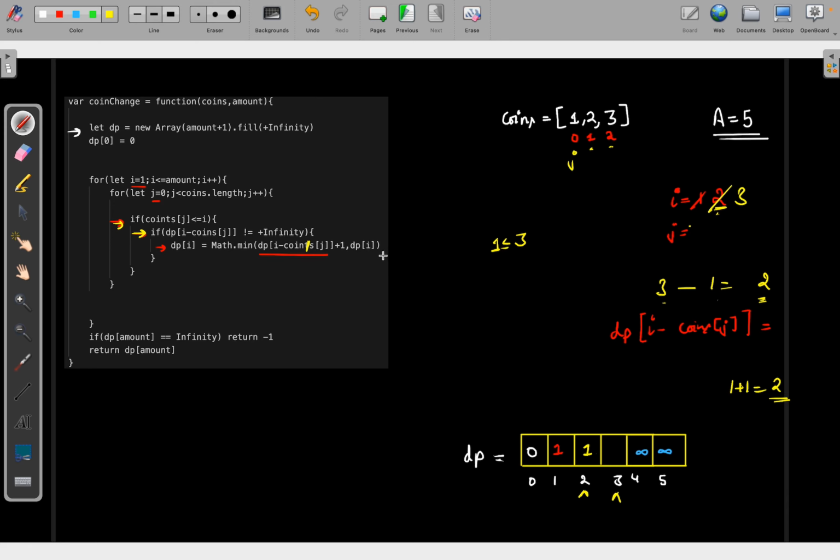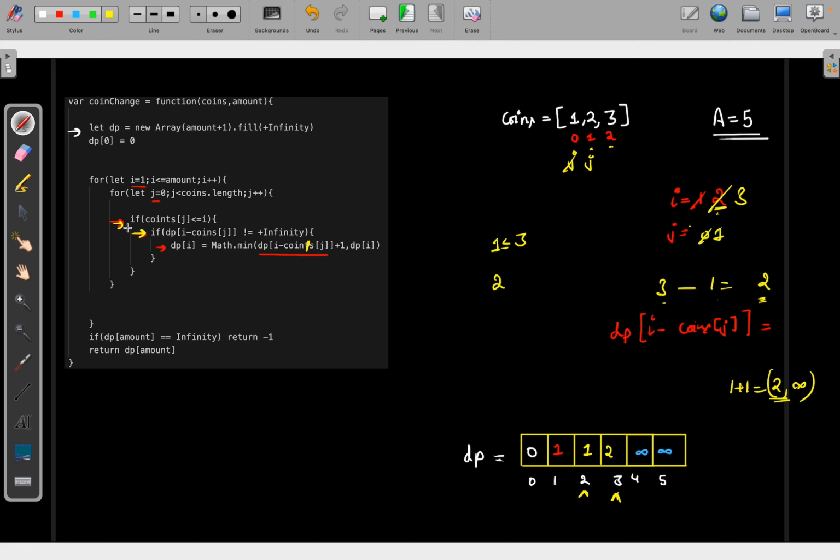And what is dp of i? That is 2 only. So dp of 3 is infinity. So 2 and infinity, which is minimum? 2. So I will update with 2 here, right? Now again, j will be j plus plus, j will be from 0 to 1.